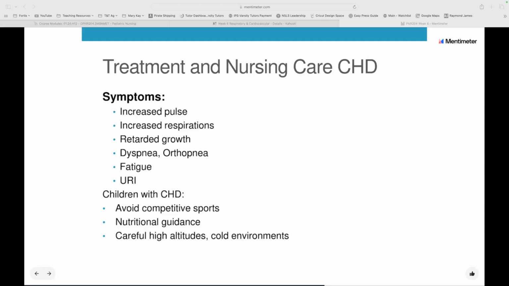So these kids will likely not be able to compete in competitive sports. They're going to need a lot of help with nutrition. They're going to need very high calorie, small, frequent meals so that they're not getting tired out while they're eating. And then they're going to have to be careful in high altitudes and cold environments, things that could cause respiratory distress, because they're going to be at a lot more risk with that cardiac disorder.